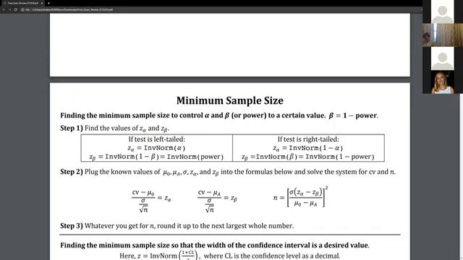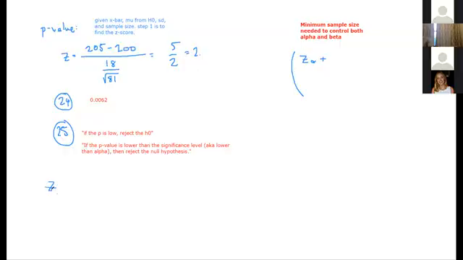Okay. We're going to follow this formula here. We do inverse norm of 1 minus alpha. Going back to the whiteboard. And z beta is just inverse norm of beta.